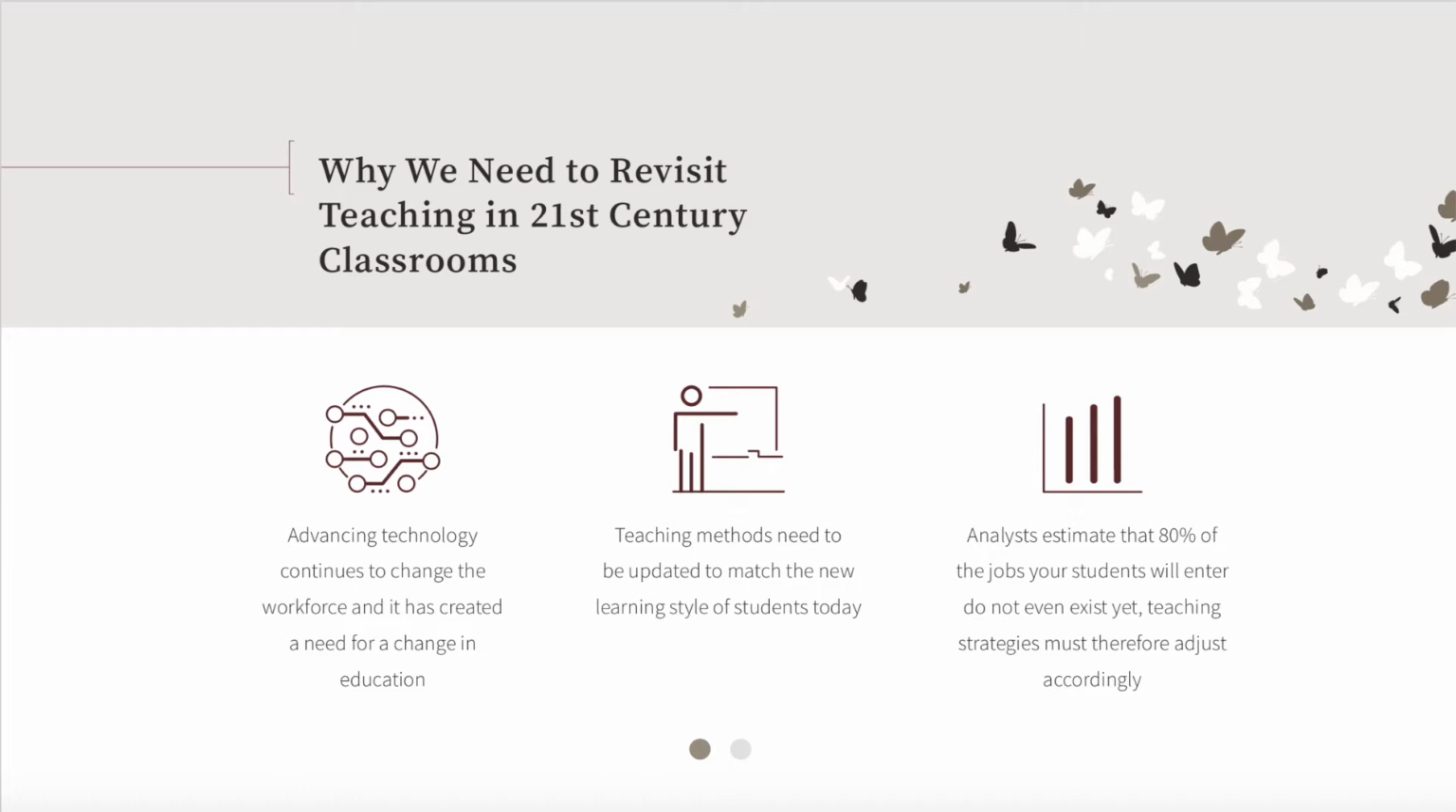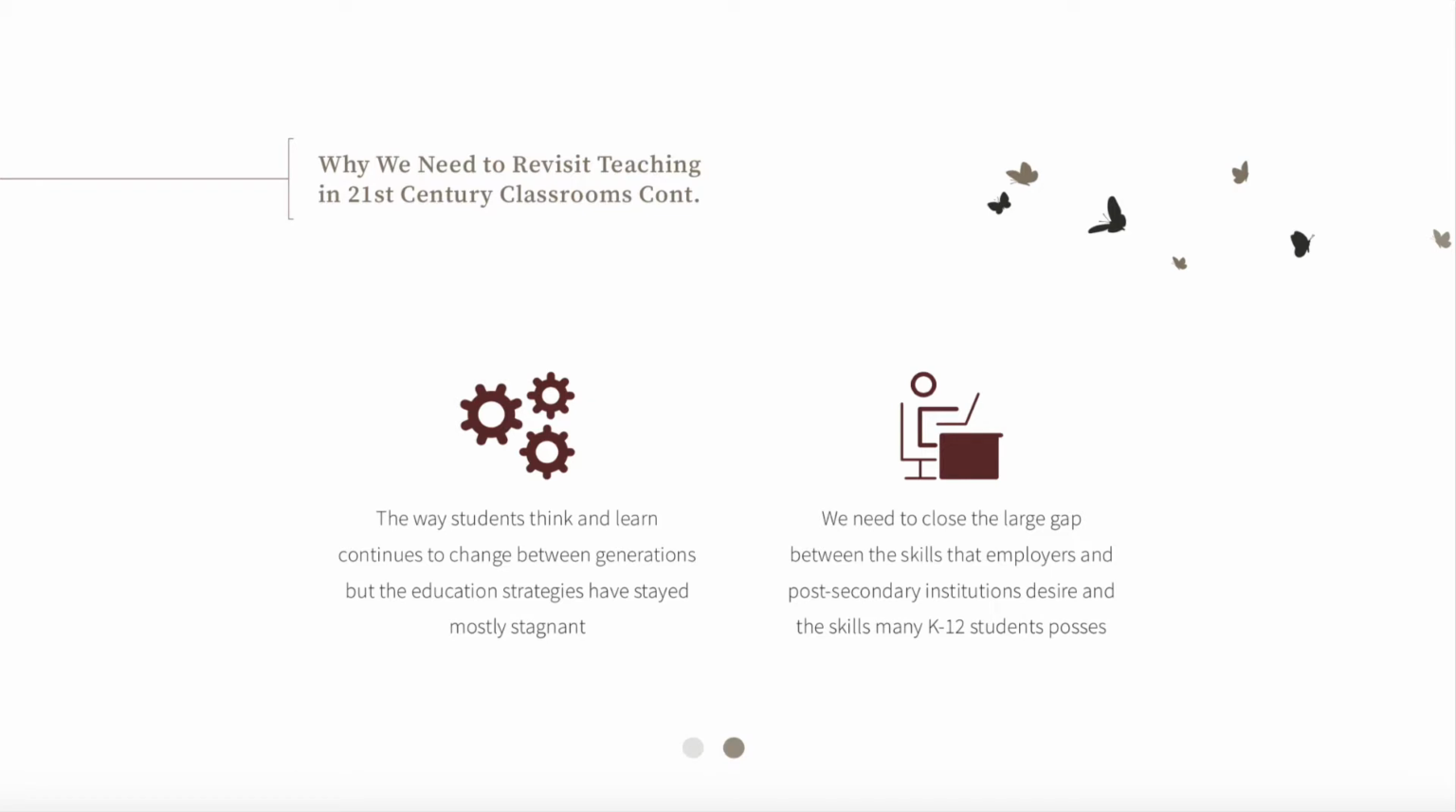Our students will be entering a workforce that is dramatically different from students in the past, and they need a different set of hard and soft skills. Educators need to match their teaching methods with the learning styles of today's students and the needs of the future workforce. Unfortunately, rapid changes in technology have been instituted much quicker in society and in the workforce than they have in K-12 education. The slower evolution of education has created a gap between the skills that employers and post-secondary institutions desire and the skills many K-12 students possess.